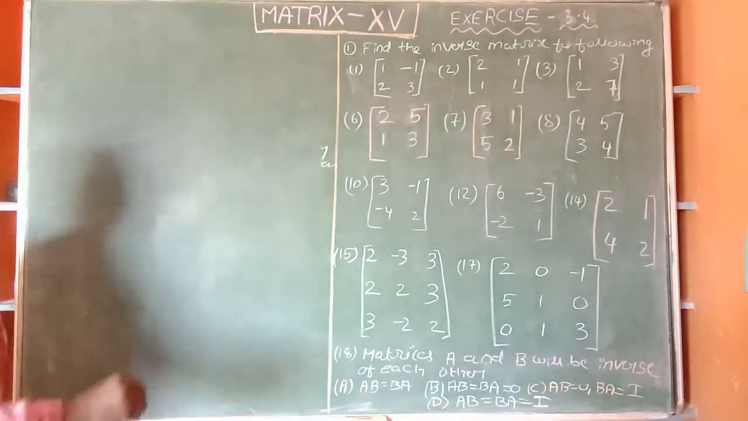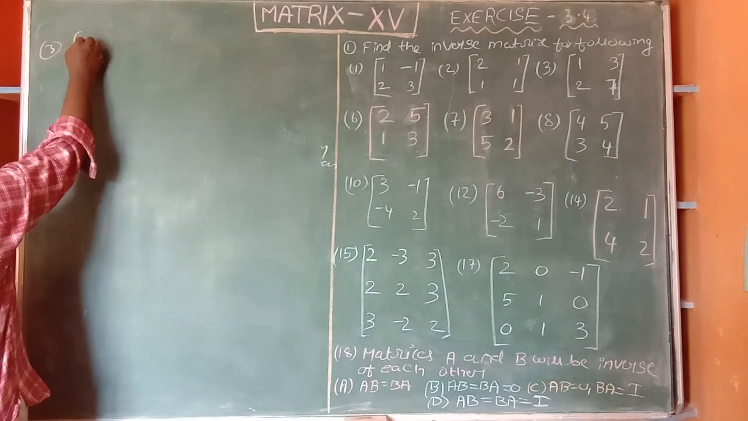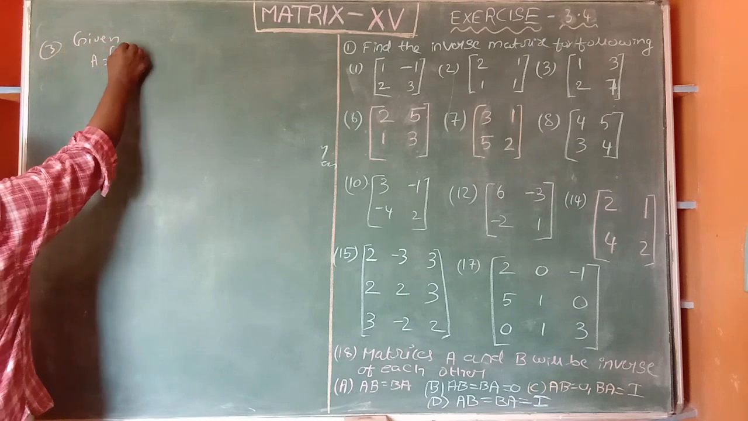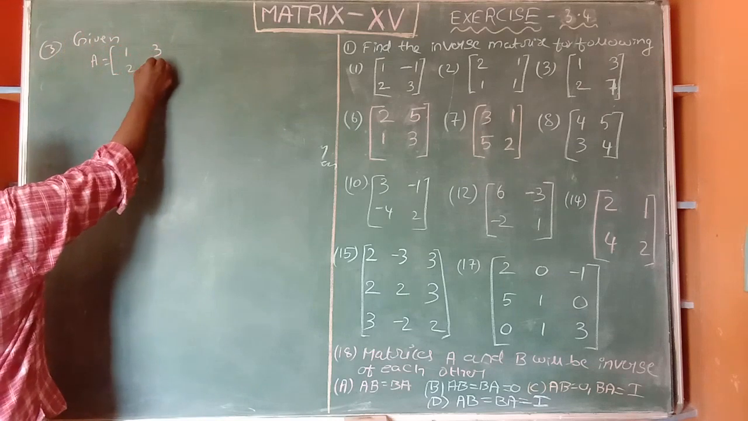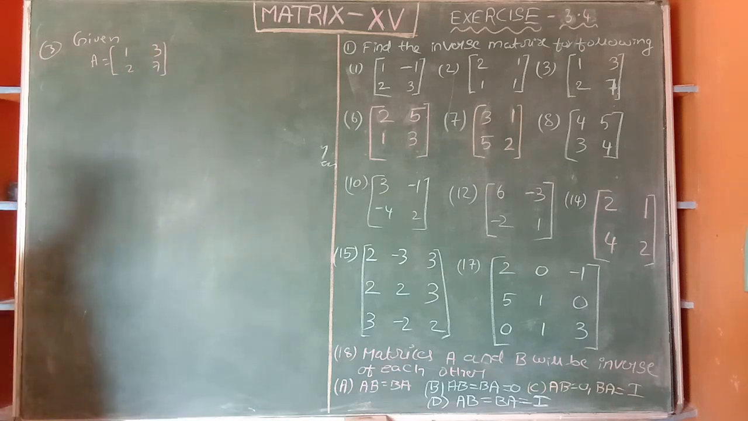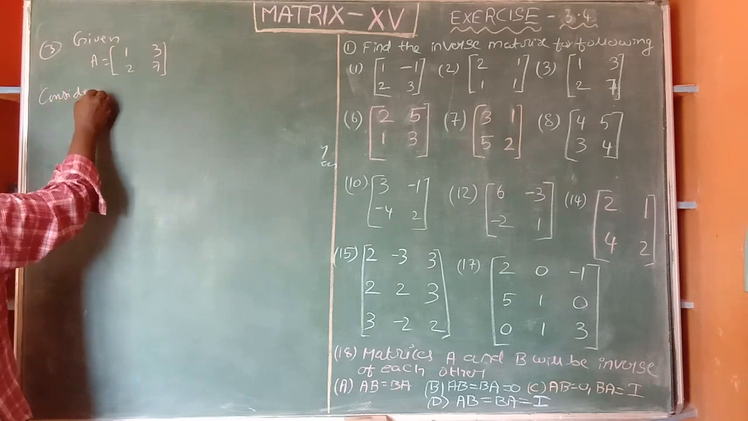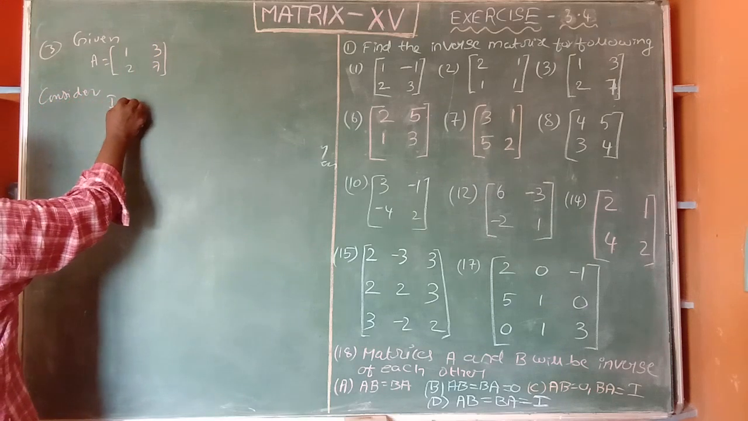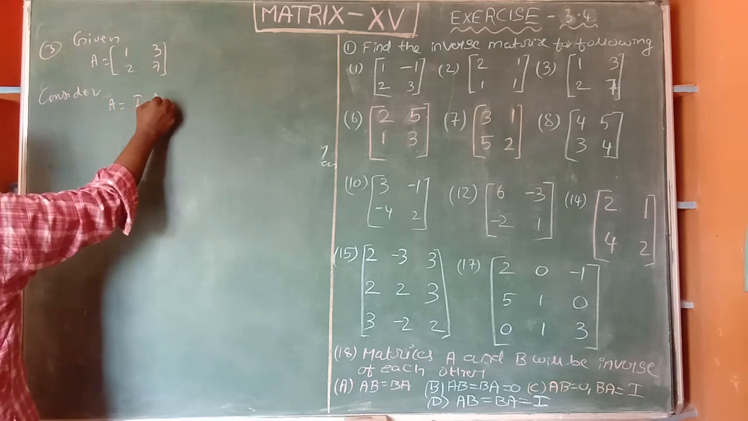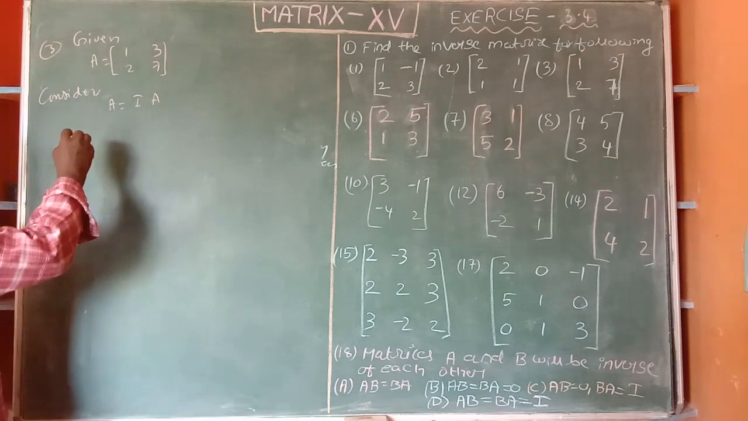Okay, third problem. Given is capital A is equal to 1, 3, 2, 7. Consider, as usual, what we consider? This A matrix is I into A, na? I into A.